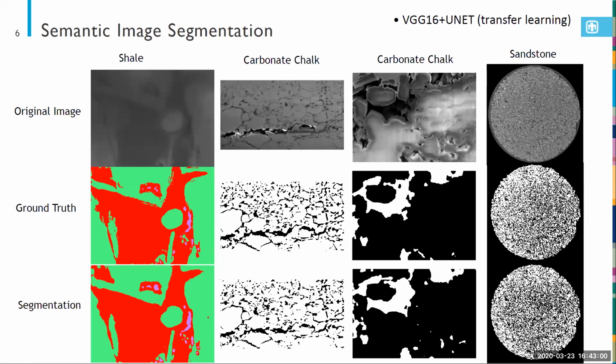And the bottom line shows some segmentation results, and you can see visually that this segmentation captured most of the features. In particular, in this shale data, there are three different phases. One is minerals and organics, and this pink shows some organic pores. Actually, this result looks better than the ground truth, so it has a real ability to capture these intrinsic features of the original images.